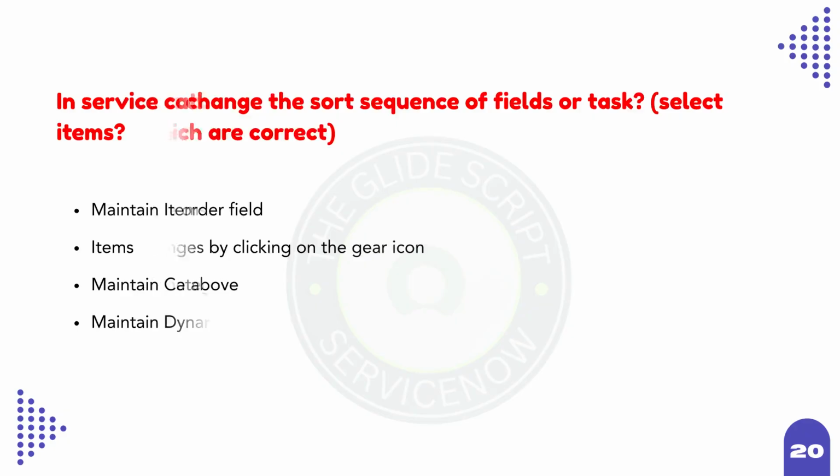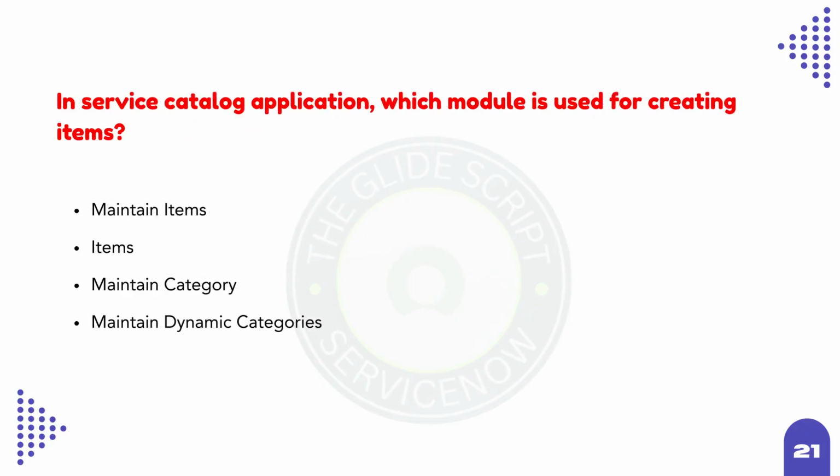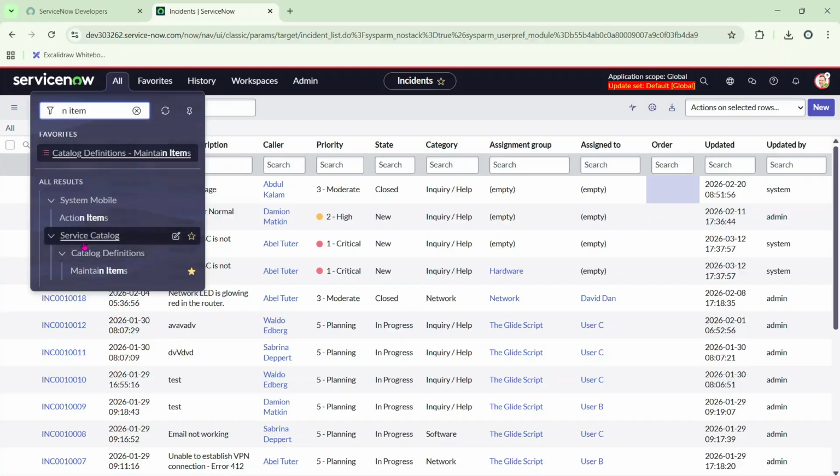Next question is, in the service catalog application, which module is used for creating items? And I hope all of you know about it. And the correct option is maintain item. So maintain item under the service catalog definition, we have the maintain item separate module for this. I have already created a video, the first part of the service catalog. It's already on my channel. You can go and watch it. And more videos are coming soon.